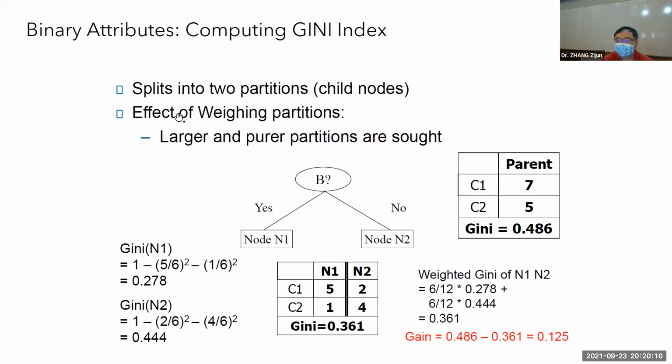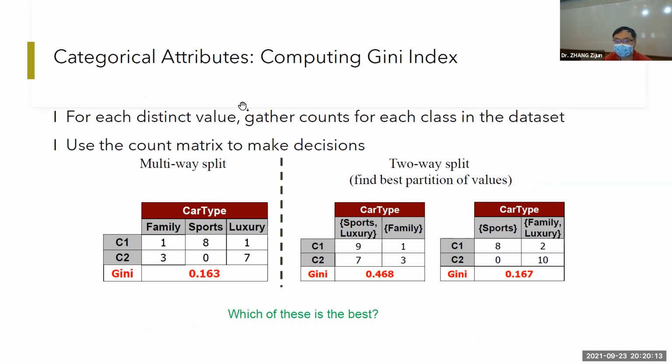In this example, we consider binary attributes, which is very simple. But what if we consider categorical attributes, which might have multi-splits? Then how can we compute the Gini index? For each distinct value, gather counts for each class in the data set. And then we use the count matrix to make decisions. So here, this is the count matrix. Then we compare the multi-way split and two-way split.